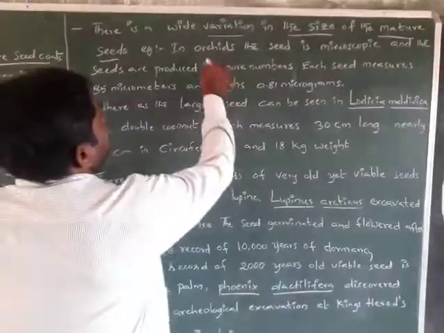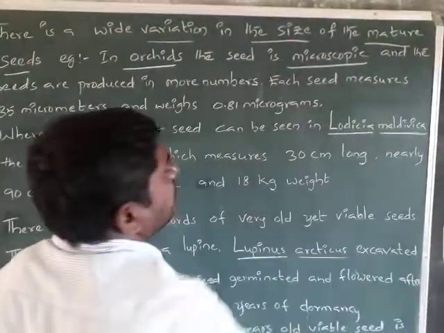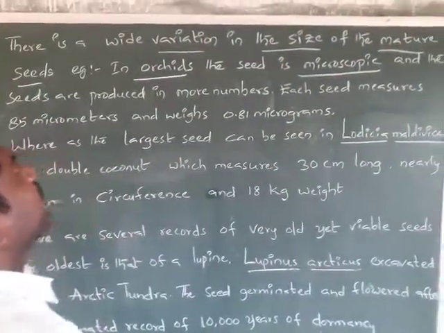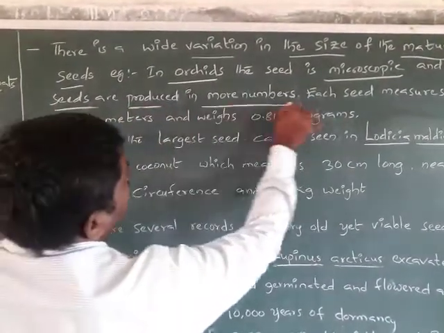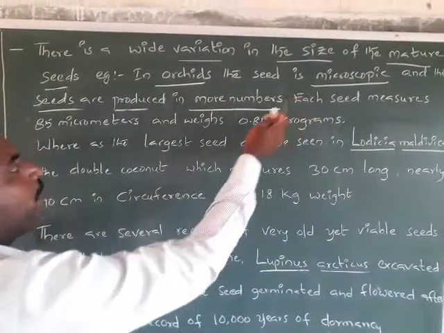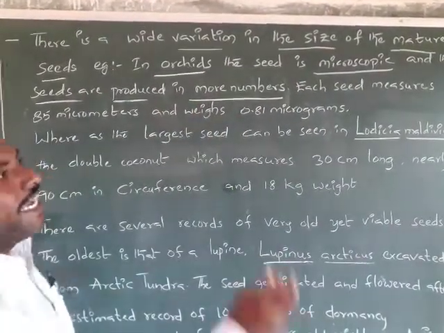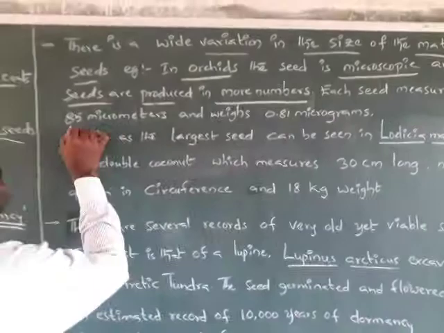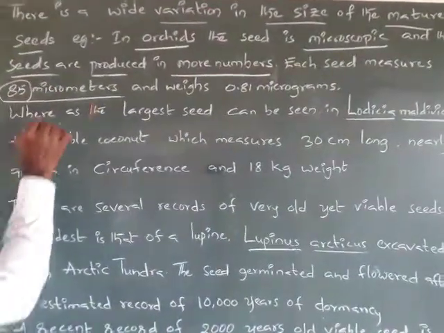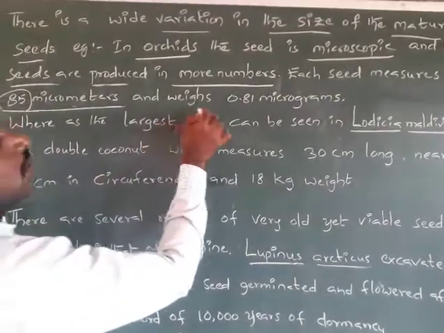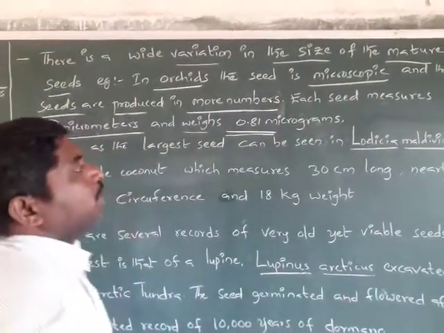For example, see the orchids. The orchid seeds are microscopic, and the seeds are produced in large numbers. Each seed measures 85 micrometers, and its weight is 0.81 micrograms.